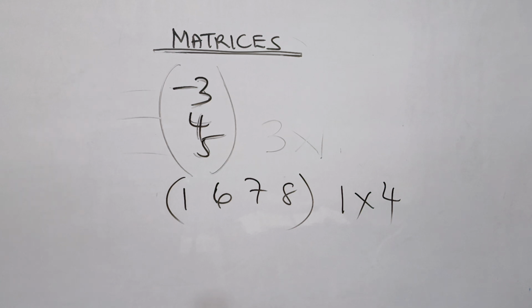So let's note that a matrix is named by the number of rows by columns.